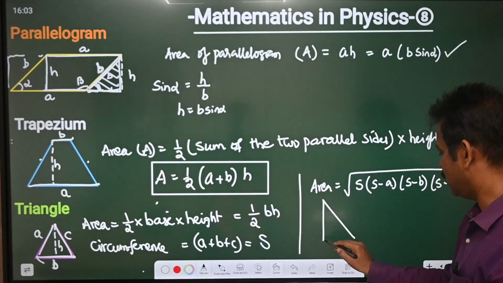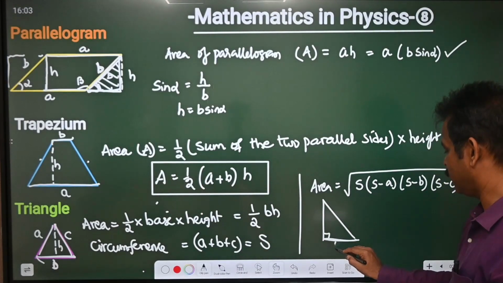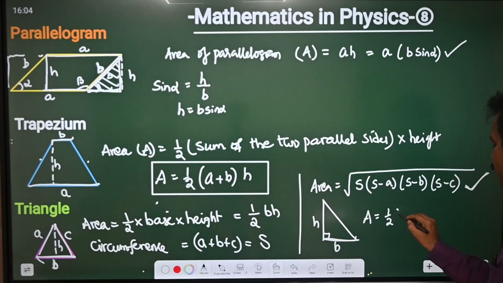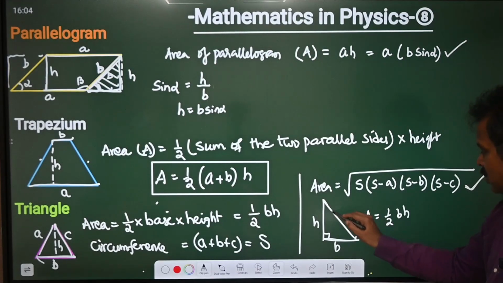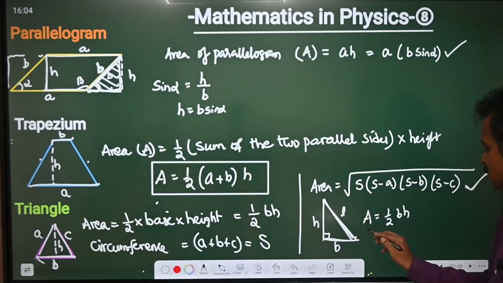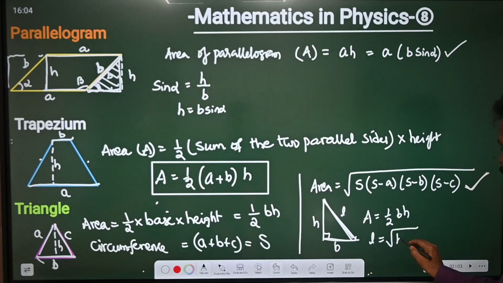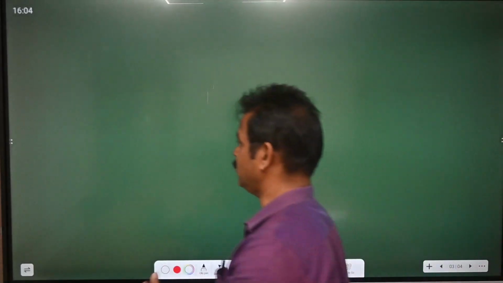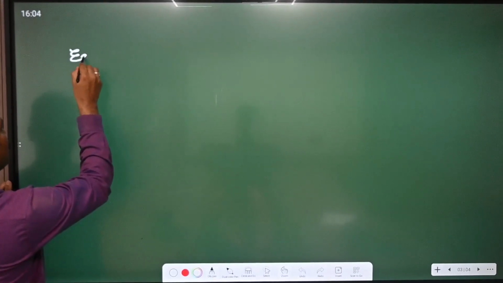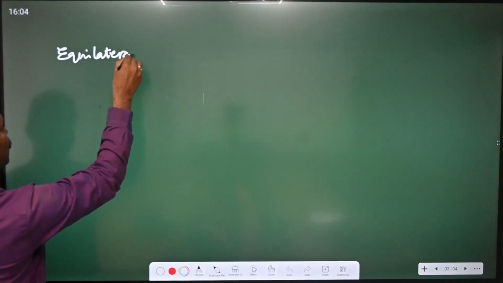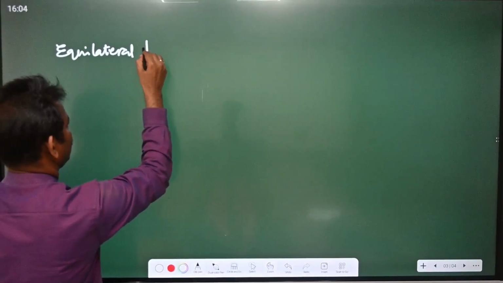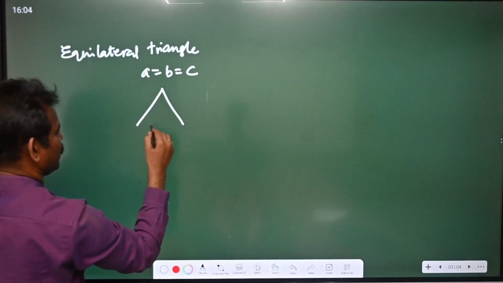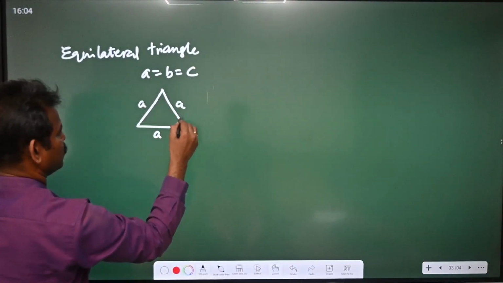Sometimes we may have a right angle triangle, with base b and height h. For this also area is given by half into base into height, and this hypotenuse, I will take this as L. L is given by root over b square plus h square. And sometimes for a similar triangle, for example, if you take equilateral triangle, that is A is equal to B is equal to C.